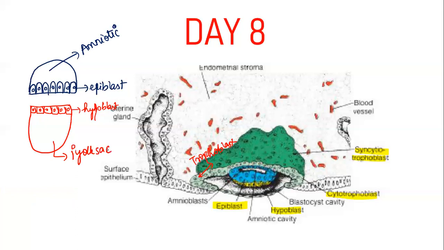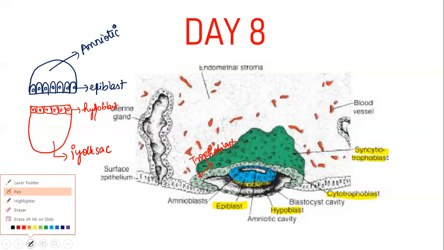So we'll be seeing that in day 9. This primitive yolk sac will develop in day 9, but yes, these cells are going to enclose the future cavities like your primitive yolk sac and the amniotic cavity. Now, surrounding this you have got certain layers. So this is the inner cell mass derivatives, right?